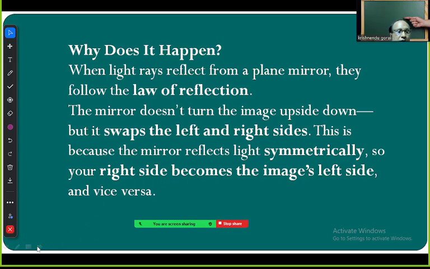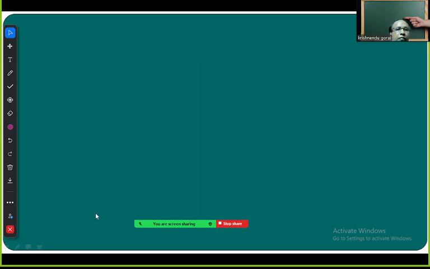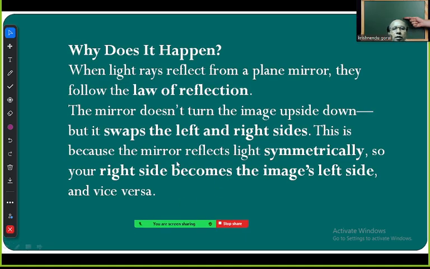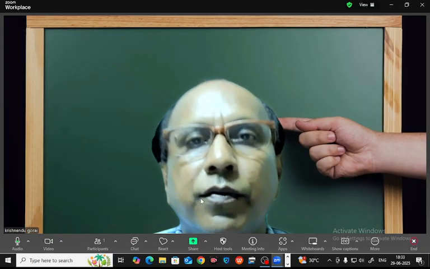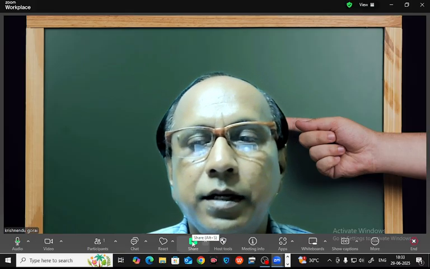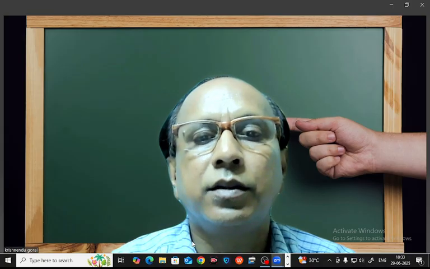These are the different reflections of light we already discussed. That is, what is light, what are the different properties of light, and why does it happen? In this way, we can find out the different aspects and properties of light, right?